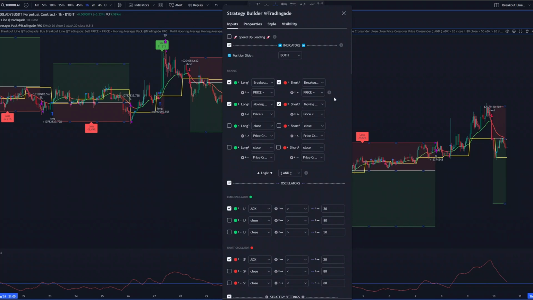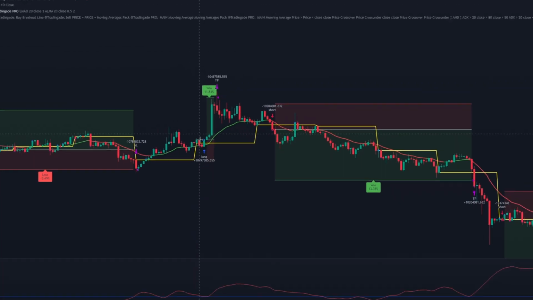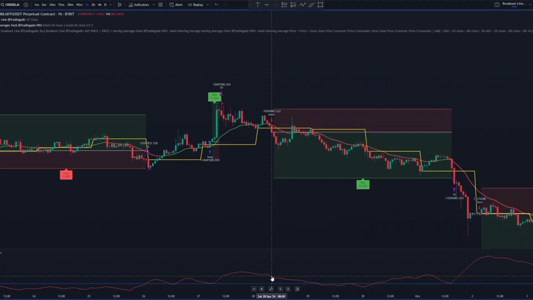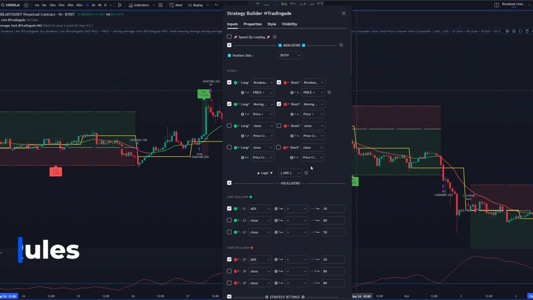Let's check how the strategy works on the chart. Here we have a blue point, the price is above our moving average and the ADX is above 20 level. While here we have a purple point, price is below our main moving average and ADX is above 20 level. That's amazing. Now we need to set our exit rules.